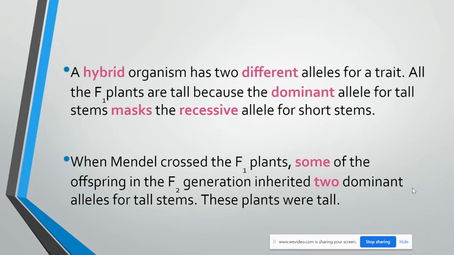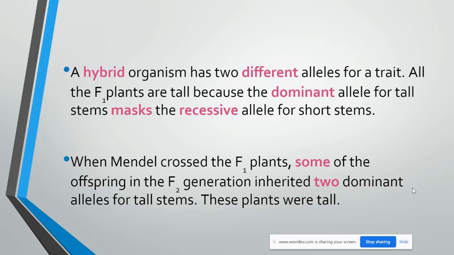And then all of that first generation plants were tall because that dominant allele masks or covers up that recessive allele for the short stem. But then once all of those F1 plants self-pollinated, those alleles again get transferred. But remember, they're all hybrids.